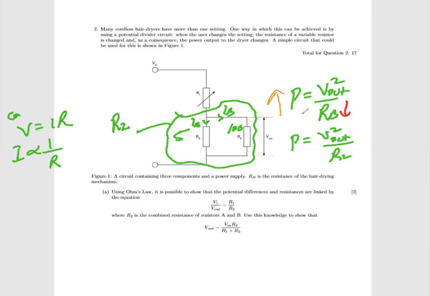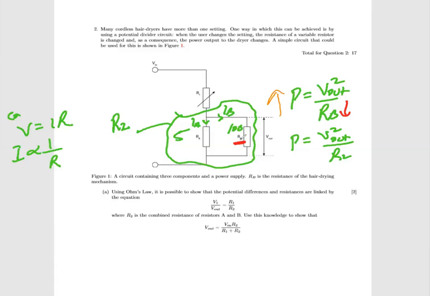You didn't get it. Actually, the question is, if RB gets decreased, then what will be its effect on this hair dryer? It means the supply voltage. Okay. So if you decrease RB and you keep the same voltage, the same current will flow in this resistor and in this resistor.